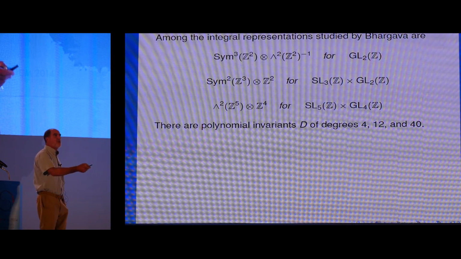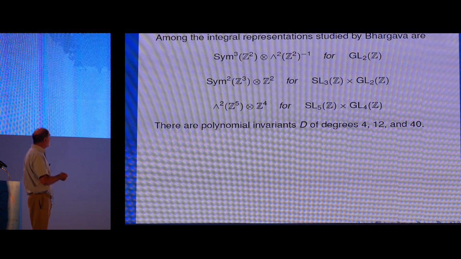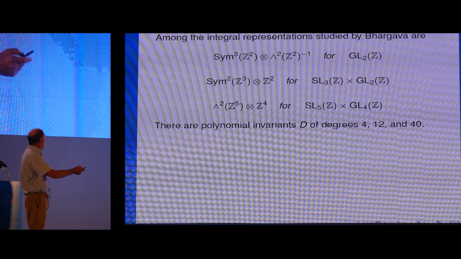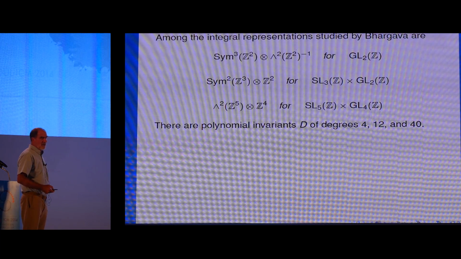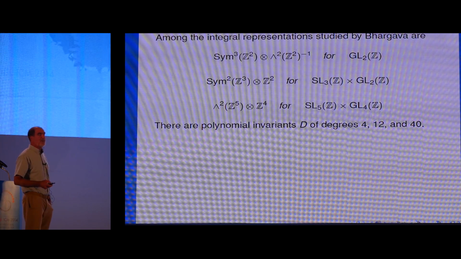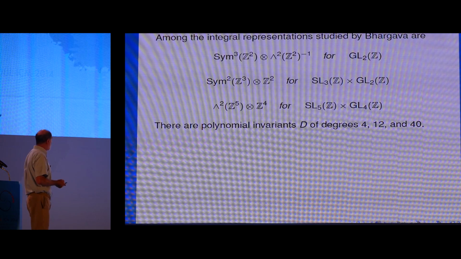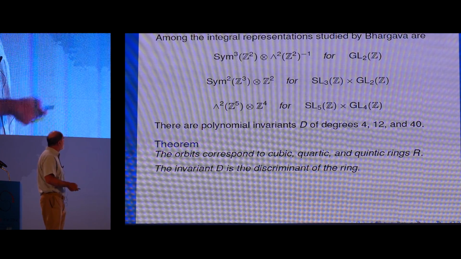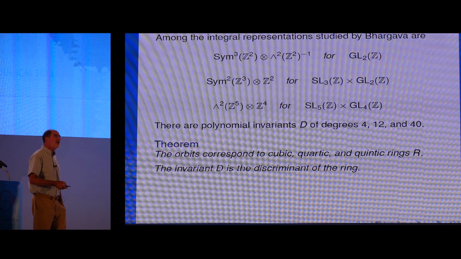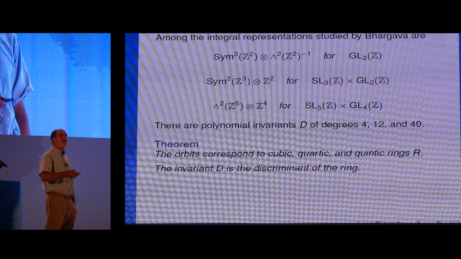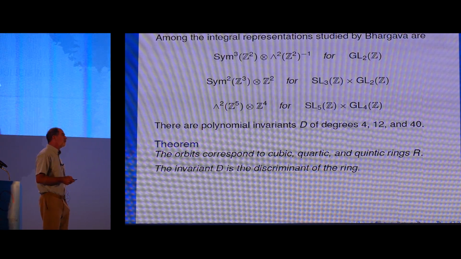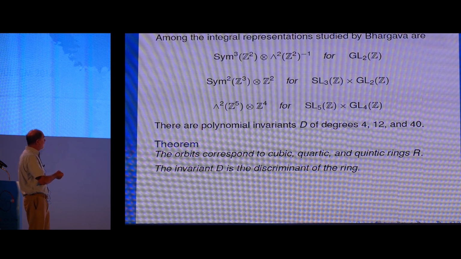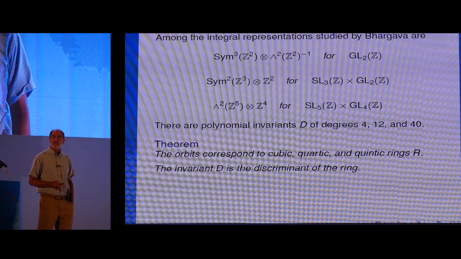For example, they each have a polynomial invariant that generates all the others of degree 4, 12, and 40. Notice that that's the same degree as the dimension of the representation. And they have finite stabilizers of the orbits where the discriminant is non-zero. And Manjul proves that the orbits of these three representations correspond bijectively to cubic rings, quartic rings, and quintic rings, rings which are free Z modules of rank 3, 4, and 5. And this invariant is just the discriminant of the ring.